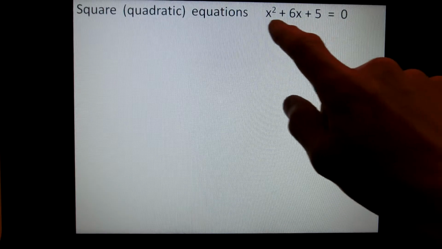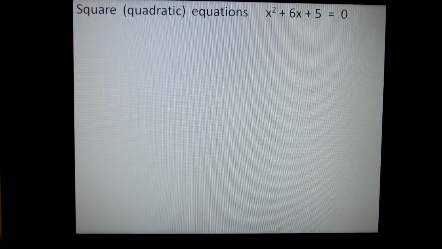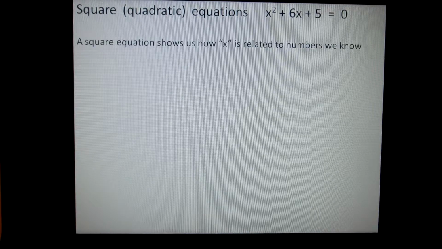And the only unknown will be x. It'll be an equation, the only unknown will be x, or it could be some other variable, some other letter, but it'll just be one unknown in it. So we've got a quadratic equation, x squared plus 6x plus 5 equals 0. The square equation shows us how x is related to numbers we know.